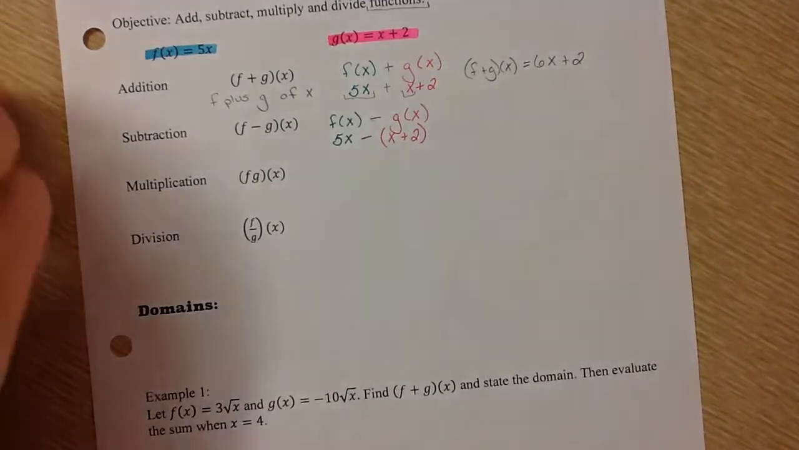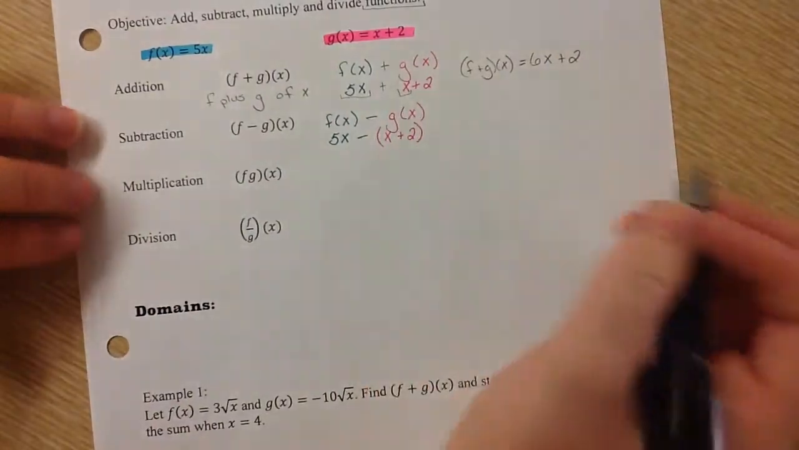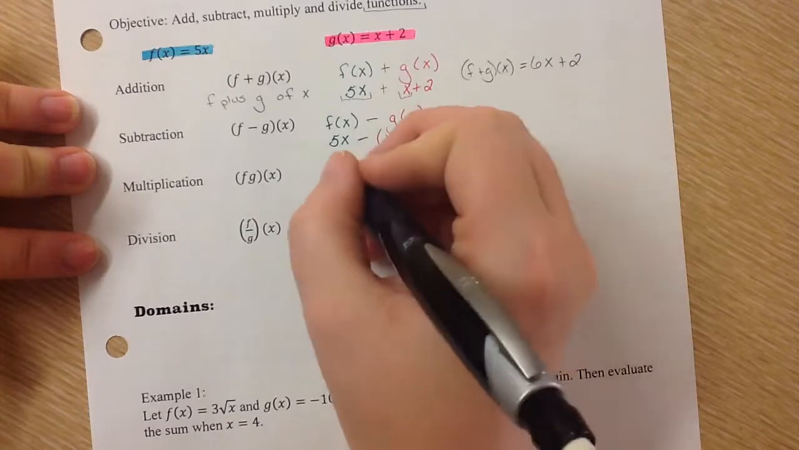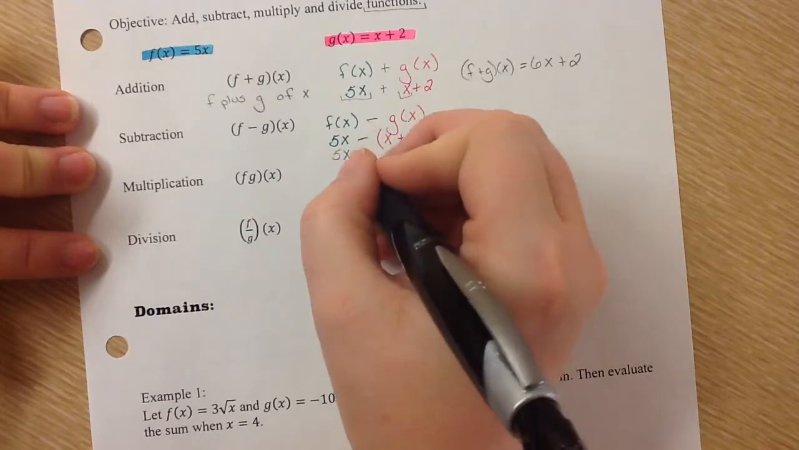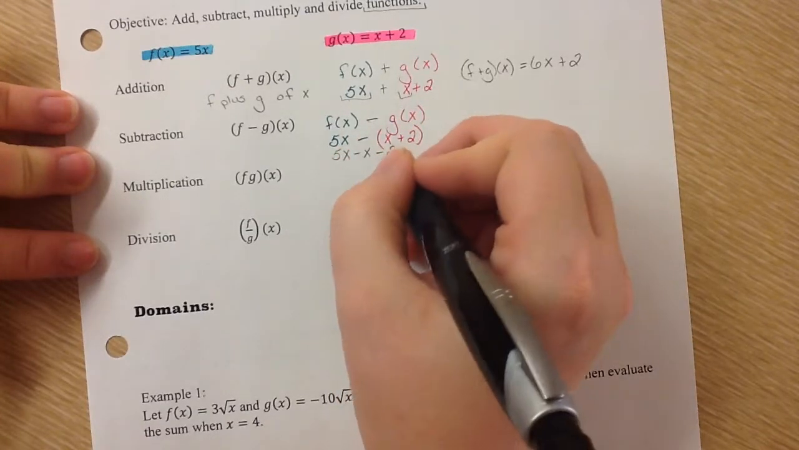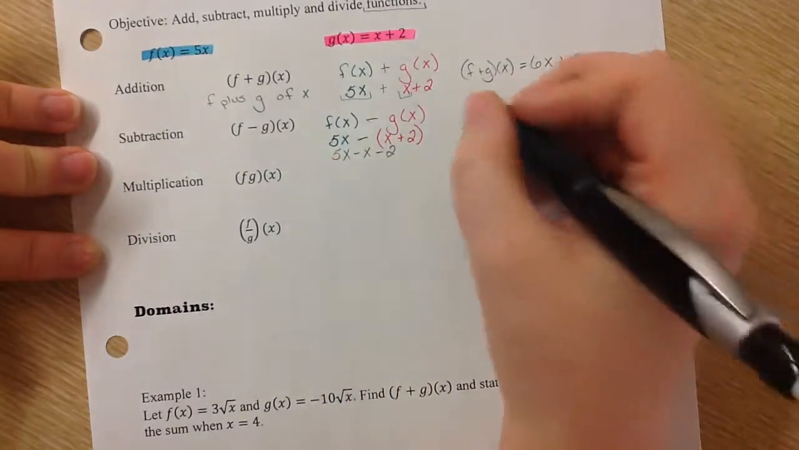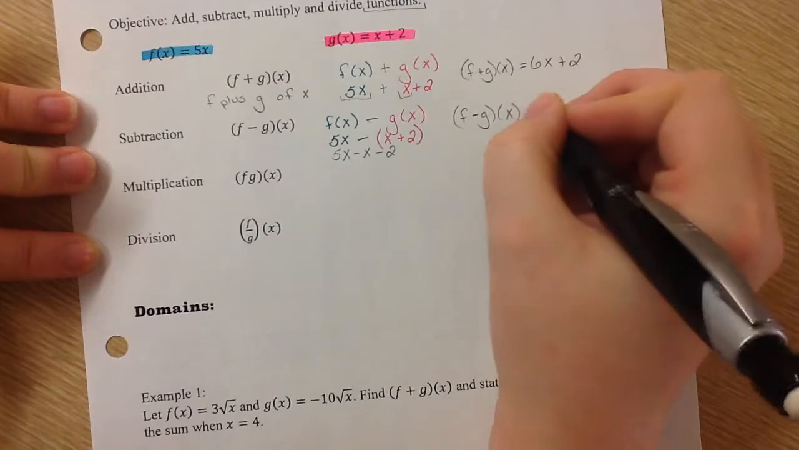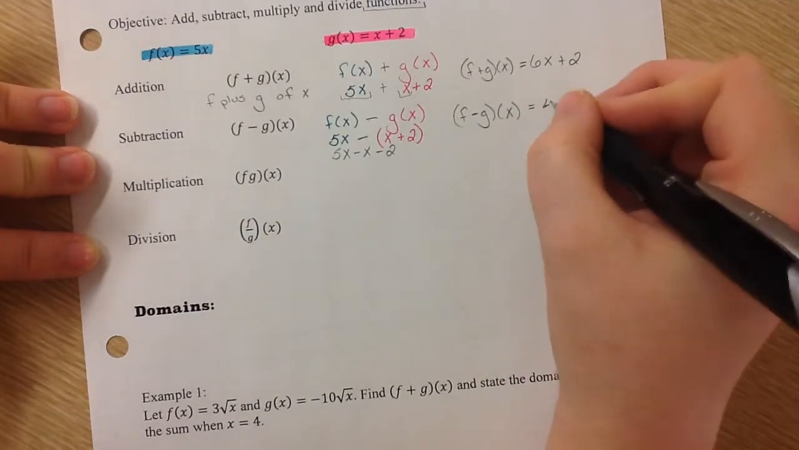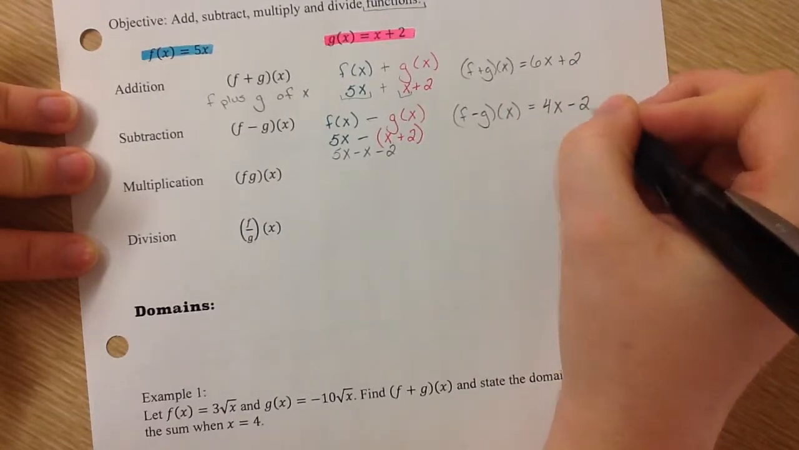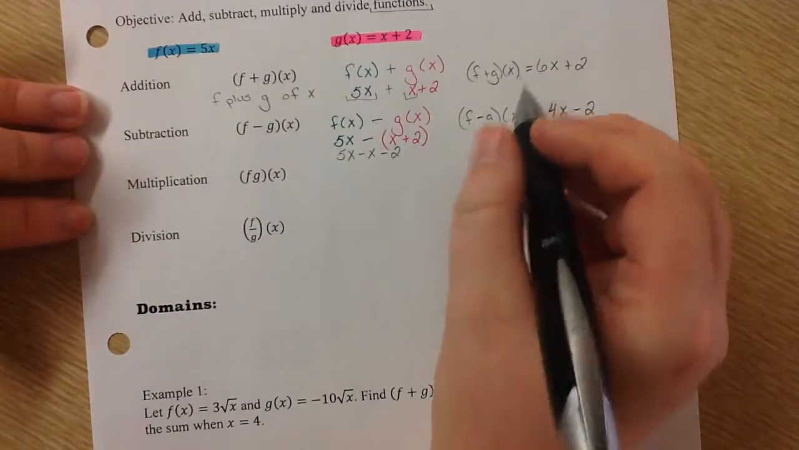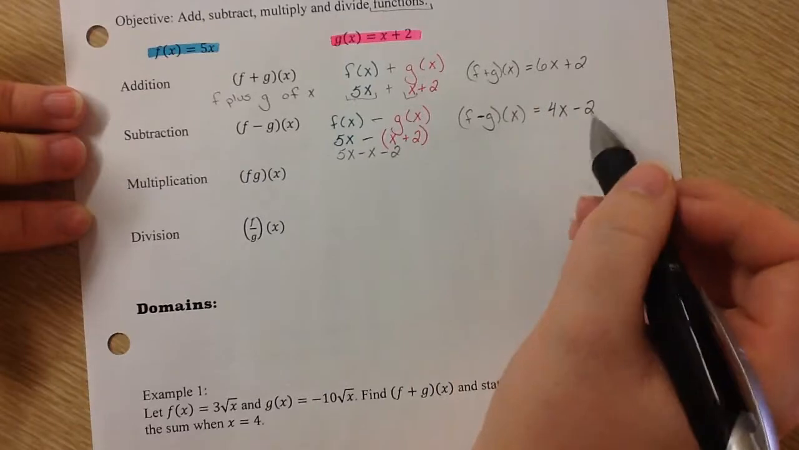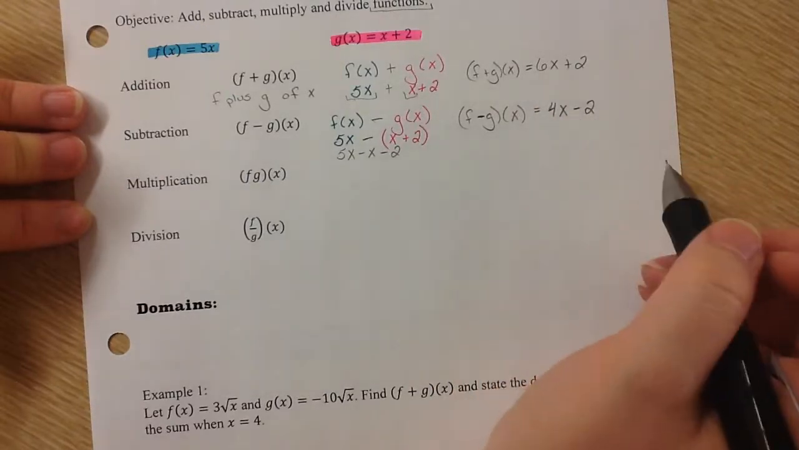Then again, we distribute, put together like terms, any of that stuff that we can do. So I can distribute this negative through, minus x minus 2. Put together like terms, so f minus g of x equals 4x minus 2. So now I have a way of subtracting the two functions. I can use this new function here.